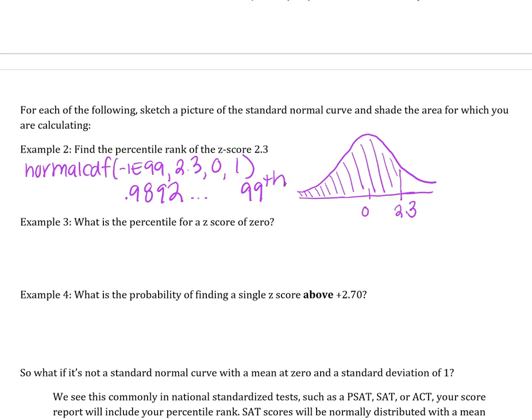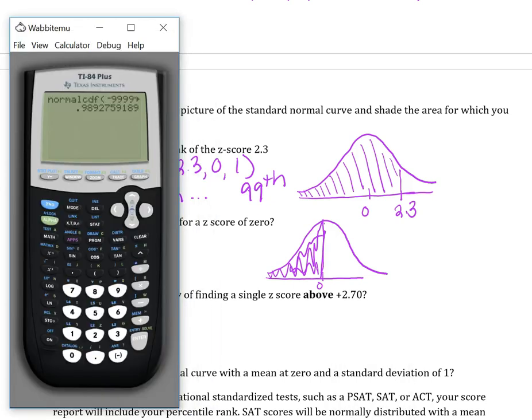What is the percentile for a z-score of 0? Let's think about that. If 0 is smack dab in the middle, wouldn't that represent 50% of your data? So the 50th percentile would represent a z-score of 0. Now I could confirm that for you guys by doing second vars, option 2, negative infinity, 0, 1, 0. Okay, obviously the calculator's not perfect. It's got a little bit of rounding stuff going on, but yeah, 50%. Okay, so that's at the 50th percentile.